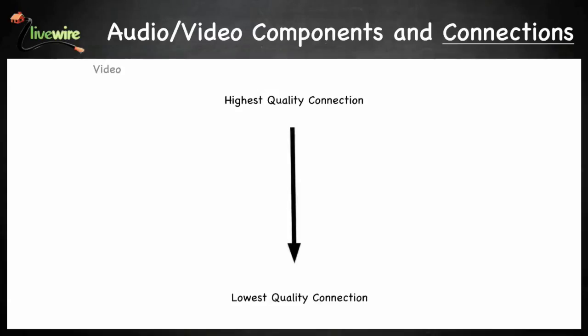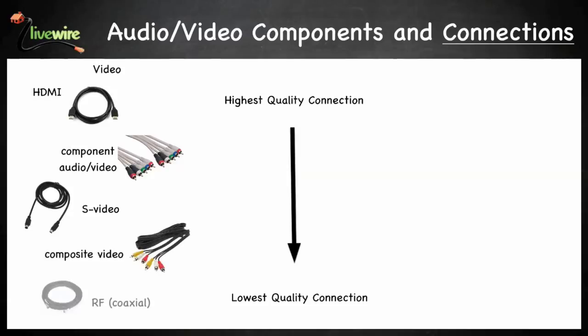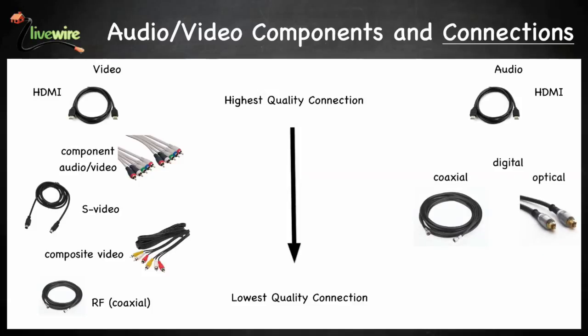Whenever you are hooking up a home theater, you will want to use the highest quality type of connection possible. For video, starting with the highest signal quality, your choices are HDMI, component audio video, S-video, composite video, and RF or coax. For audio, starting with the highest signal quality, you have HDMI, digital, which can be coaxial or optical, and analog RCA. While you want to use the highest quality connection possible, the connection cable you use will most likely be dictated by the outputs available on the source components, AV receiver, and displays.